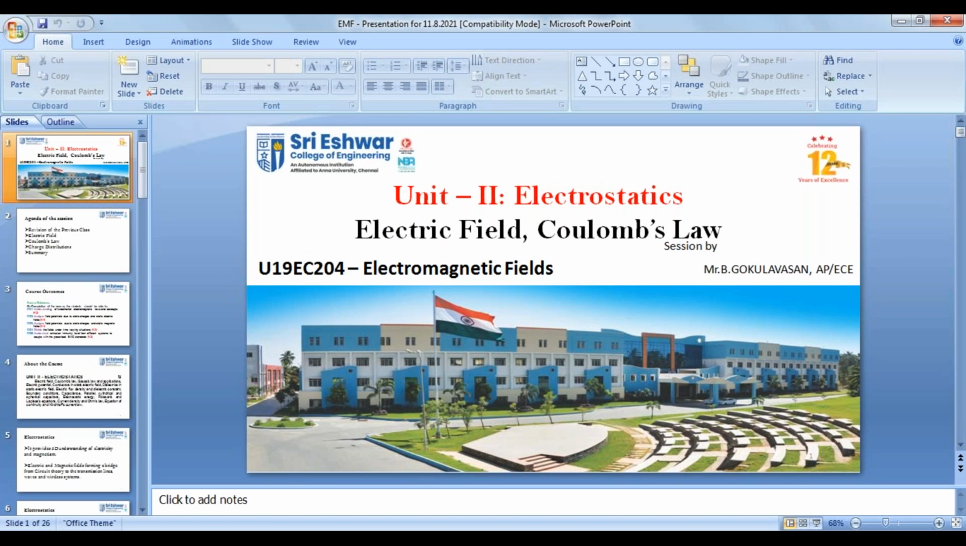So fine, it is unit number 2. The unit title is Electrostatics. In this particular unit or module, we are going to cover today, this PPT has got electric field and Coulomb's law, these two things. Have you studied Coulomb's law already? Anywhere?